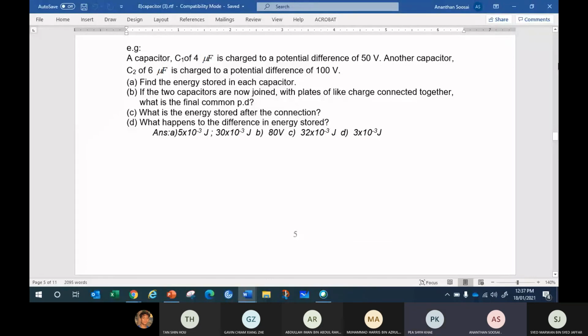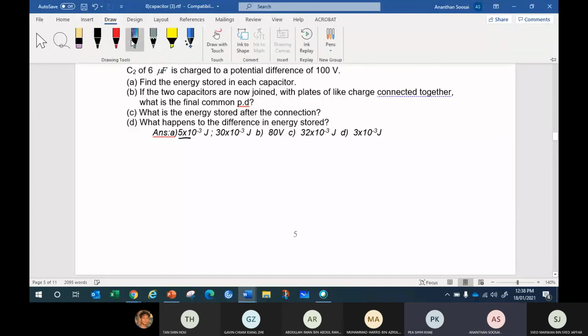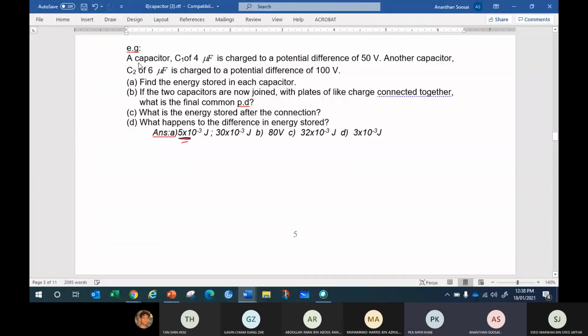Okay. So this is a slightly different type of question. Two capacitors which were fully charged are connected to each other. What will happen? First, part A, I believe all of you got the answer. For these two: the first capacitor is 4 microfarad with a potential difference of 50 volt, and the second one is 6 microfarad with 100 volt. So what is the energy stored?